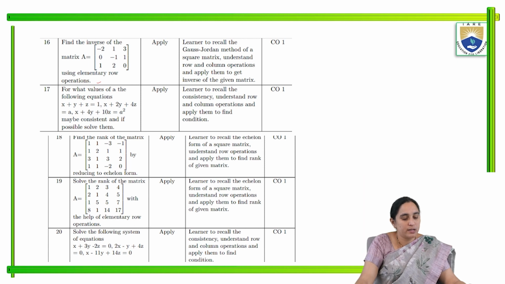And the last one, solve the following equations. X plus 3y minus 2z is equal to 0, 2x minus y plus 4z is equal to 0, and x minus 11y plus 14z is equal to 0. Is it homogeneous or non-homogeneous? It is a homogeneous system. Go through the conditions for solving the three equations. For that we get x, y, z values directly. Okay, this is the 20th question.